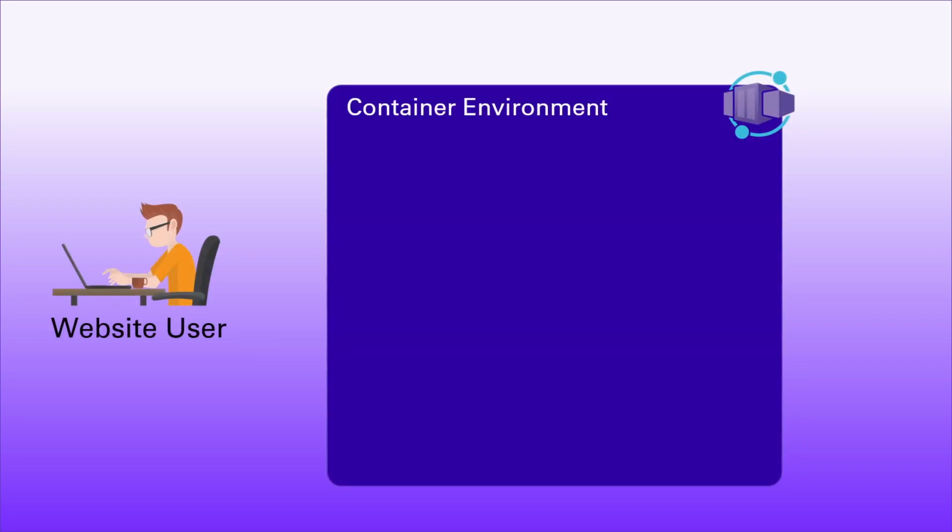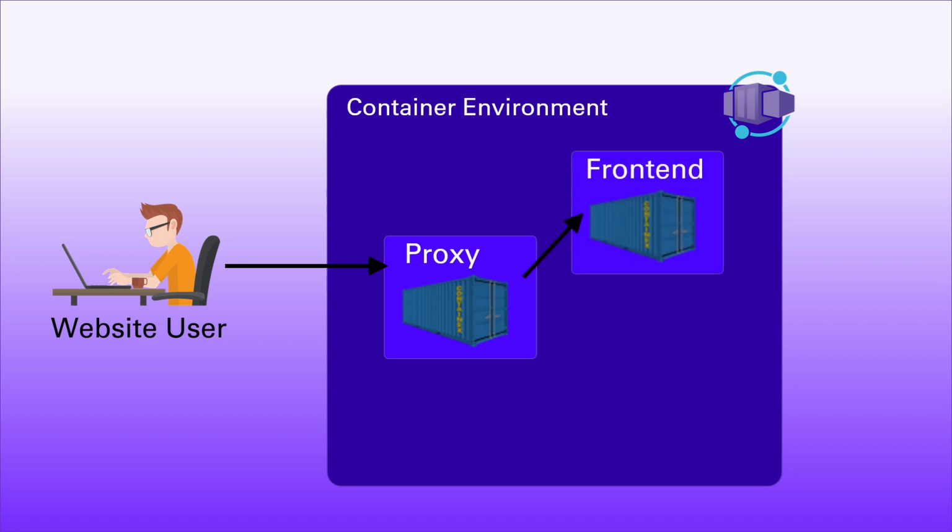But another alternative is if we take our website user, we stand up our container environment, and we have our proxy again in front, which our user accesses. They can then get the front end inside a container app. So now this is all hosted inside of our container environment. Our front end is no longer accessible other than by coming in via that proxy server. There's no way you can get to the front end any other way. So it's nice and secure.